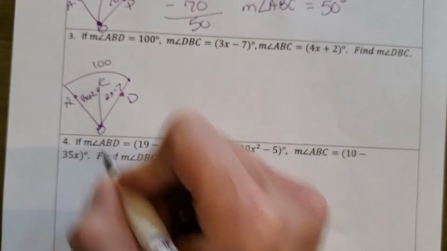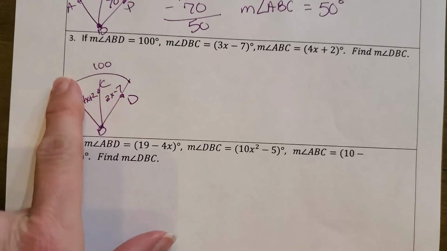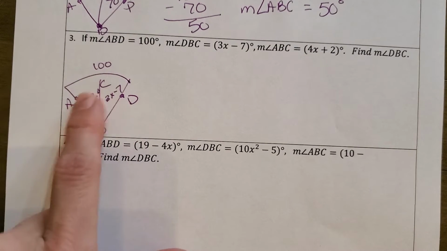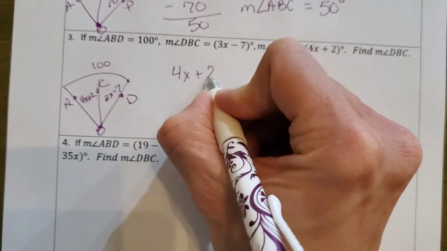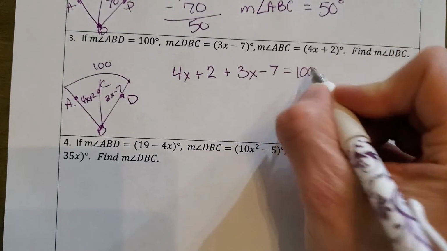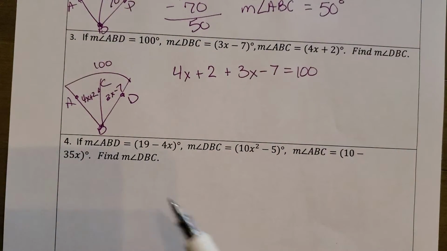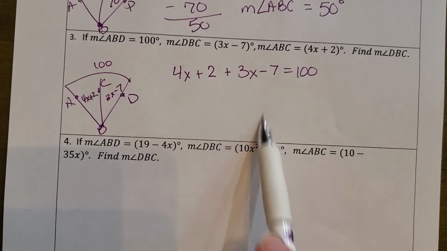So I'm going to add the two smaller parts, and I'm going to set it equal to 100 because I know that if I add these two parts, I get the whole. So my equation is going to look like this: 4x plus 2 plus 3x minus 7 equals 100. Now when you get more familiar with this and it's easier, you could just combine the like terms here, 7x and the negative 5. But if not, write your equation and do it there.